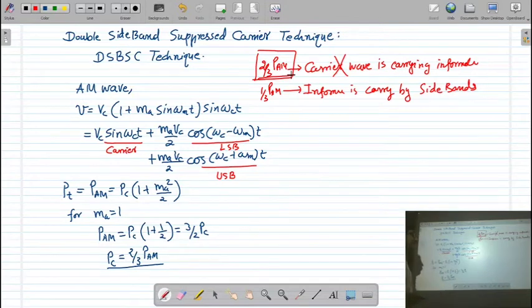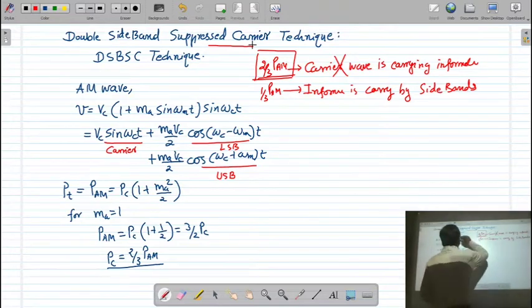So why is this known as double sideband suppressed carrier? In the modulated wave, we are suppressing the carrier wave. Only the sideband frequencies are transmitted, and therefore this technique is known as the double sideband suppressed carrier technique. And what is the advantage of this technique? That we can save 66% of the total power. So let us see what the expression for a DSBSC signal is.